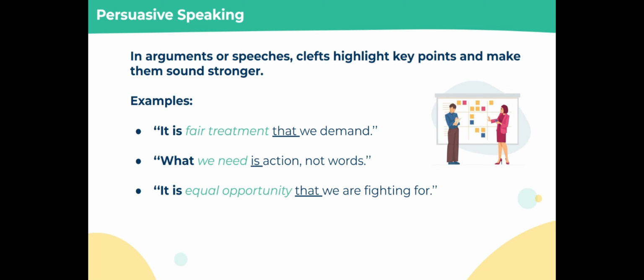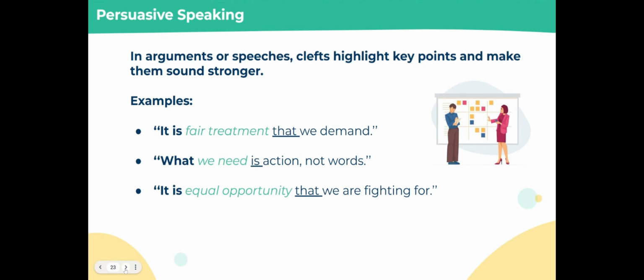Okay, so these examples, this is persuasive speaking, the sort of speaking that we might hear in a speech, a political speech, or another speech. In arguments or speeches, clefts highlight key points. Okay, they give them emphasis and strength. It is fair treatment that we demand. What we need is action, not words. It is equal opportunity that we are fighting for.